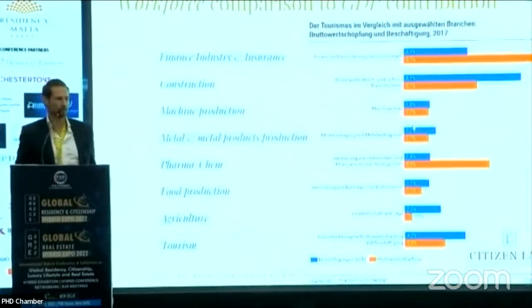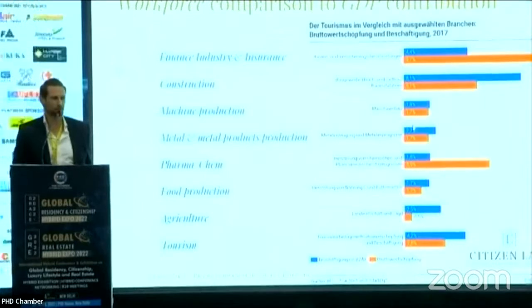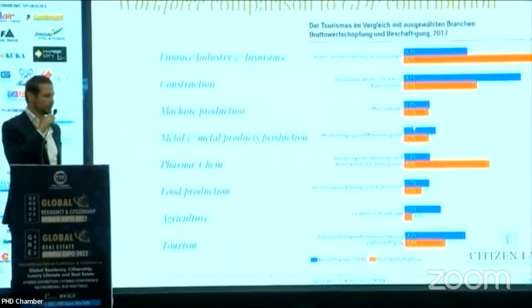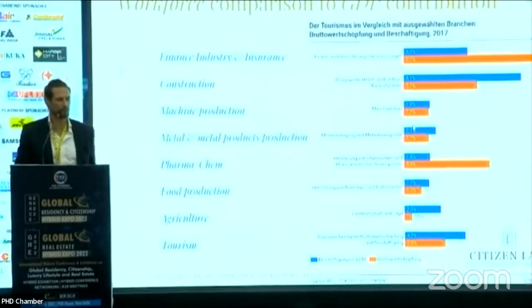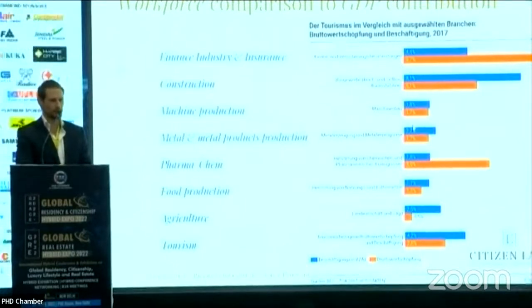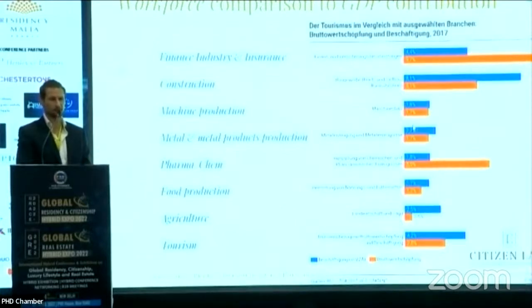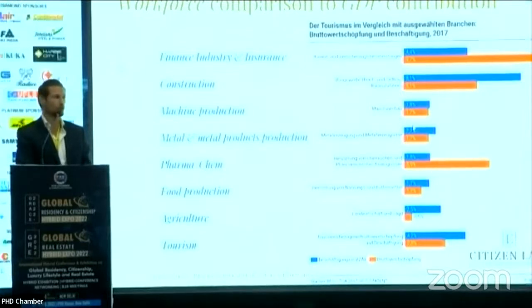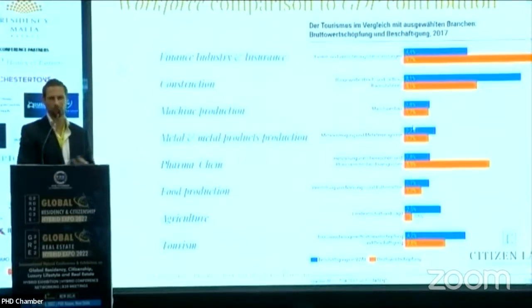I spoke already about the industry. I have here a little statistics showing the workforce comparison to GDP. The blue bar shows you how many people of the whole economy are employed in that sector, and the red bar, how much GDP they produce. You see, of course, in the finance industry, there is a lot of GDP generated, but there is only a small part of the workforce active. Whereas when we look, for example, at tourism or agriculture, it's exactly the opposite. There's no surprise, I guess.